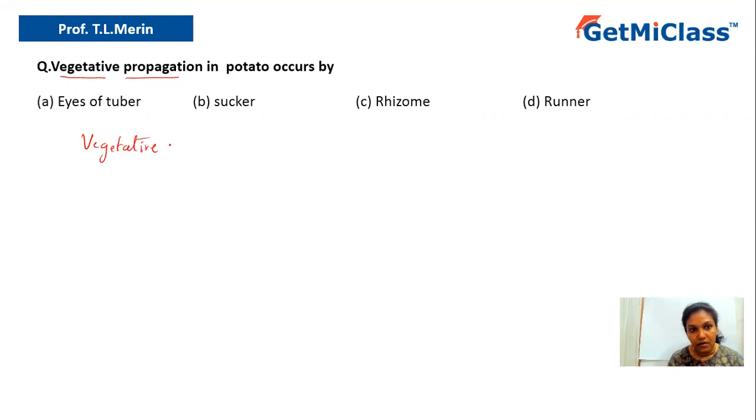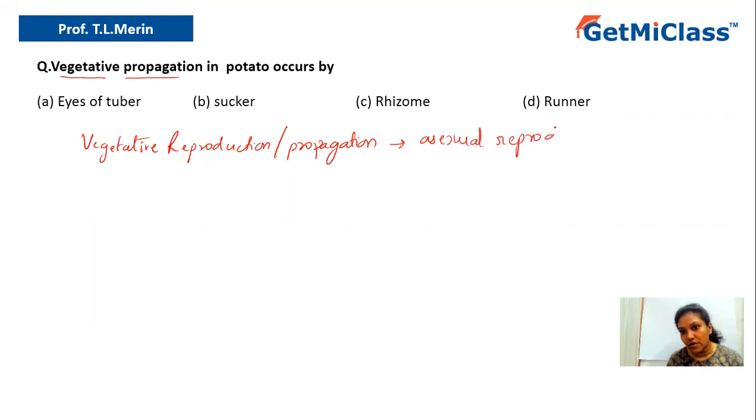Vegetative reproduction, or you can say vegetative propagation, both mean the same. In case of plants, we call it vegetative propagation. Now, what is this? This is nothing but asexual reproduction. So, what do you understand by asexual reproduction?